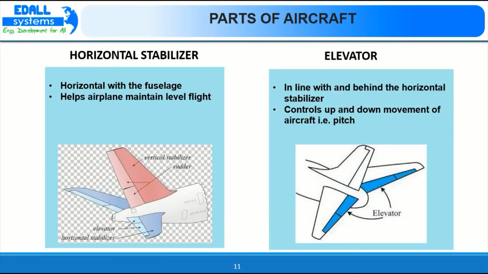Then we have elevator. We just discussed elevators: in line behind the horizontal stabilizer, they control the up and down movement of the aircraft, which is called pitch. So this up and down movement of the elevator will help the aircraft to move up or down. This motion is called pitch.